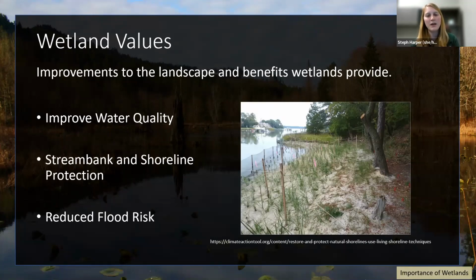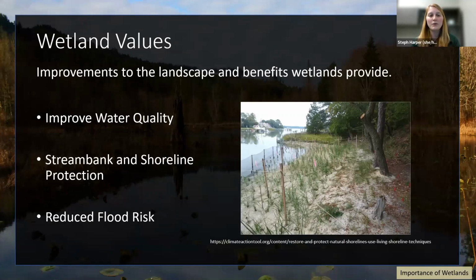Another thing is stream bank and shoreline protection. Here in this photo, they've started to replant a section of this wetland that is along a bigger river. And all of those living roots with that native vegetation are going to hold on to the soil in that bank, and whatever may come to that bank, whether it's tidal waters or really fast moving, high velocity water, it's going to help protect that bank.